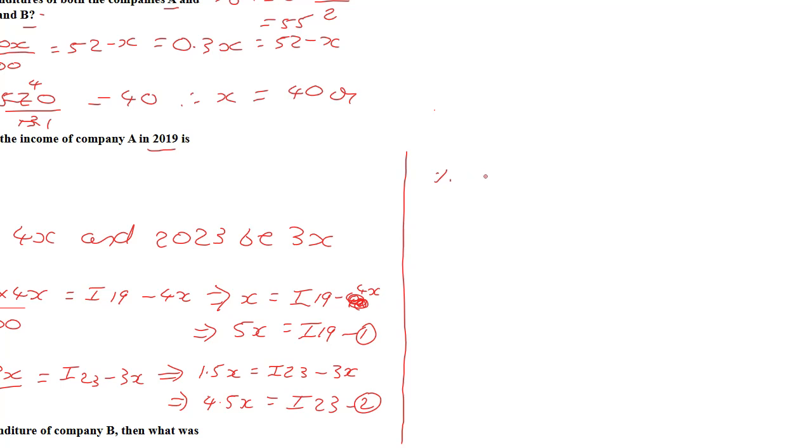Okay, so the percentage that we're trying to calculate is 2019 minus 2023, divided by 2023, because we're comparing 2019 with 2023. And this is income. Income in 2019 is 5x. Income in 2023 is 4.5x.